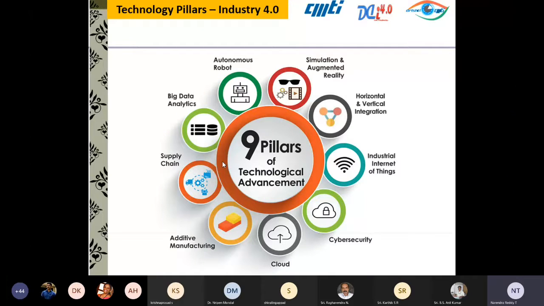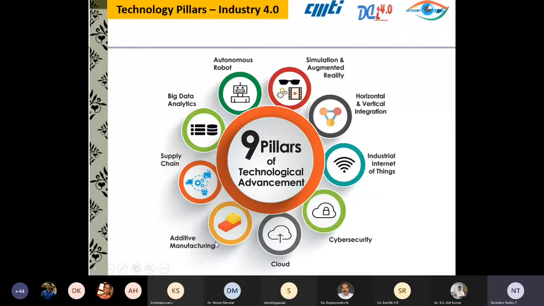You can look at this slide. There are 9 technologies associated with it. One is autonomous robots. You can look at big data analytics, and then supply chain, because today supply chain has become very important, especially during the pandemic time. And additive manufacturing, it is picking up at a very fast rate.